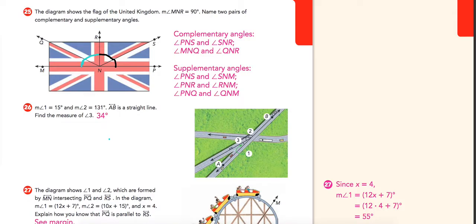And then for the supplementary angles, we have PNS, which is this, along with SNM, which is that. Then we have PNR. So we have the two right angles here, these two right angles. And then the last one we have is PNQ, which is this, along with QNM, that.